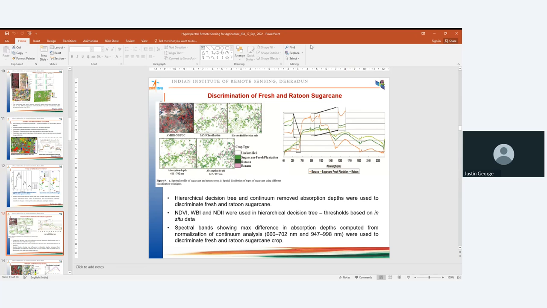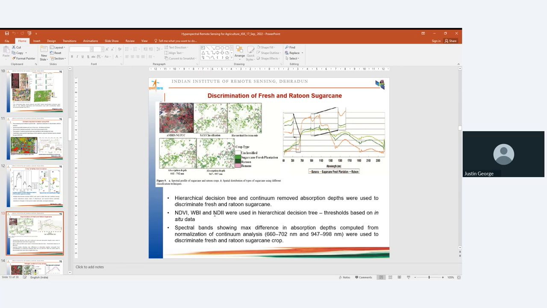People have been discriminating fresh and ratoon sugarcane because there is a variation in the sugar content as well as the maturity levels between the fresh and the ratoon sugarcane. So this is a Hyperion-NG composite image. It has been classified using different types of classification like SAM, then hierarchical decision rules using absorption depth at different wavelengths. The hierarchical decision tree, using different decision rules and the continuum removed absorption depths, was used to discriminate between the fresh and the ratoon sugarcane.